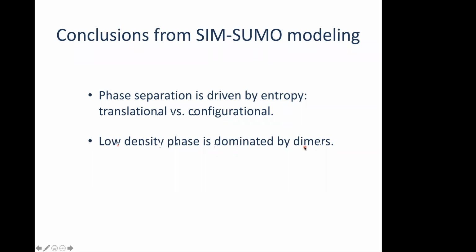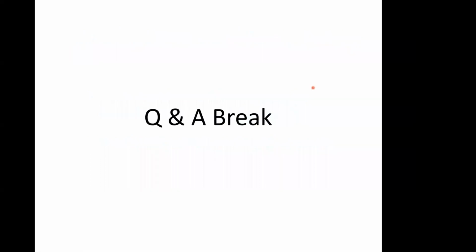So I want to use the rest of the time to talk about an actual example in nature of one of these systems composed of these two different types of polymers that only phase separate when they interact with each other. So let me start though by having a question and answer break.